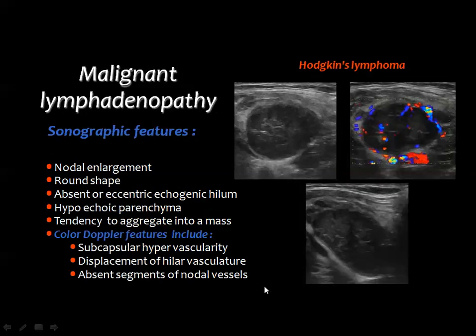Then on ultrasound, the malignant nodes appear enlarged. They no longer have the reniform configuration. They are more or less rounded. There is absence of the central fatty echogenic hilum. The parenchyma is hypoechoic. The nodes may have the tendency to aggregate together, forming a nodal mass. On ultrasound, there is subcapsular hypervascularity, as you can see here, displacement of the hilar vessels, and absent segments of the blood vessels due to invasion by the malignant disease.